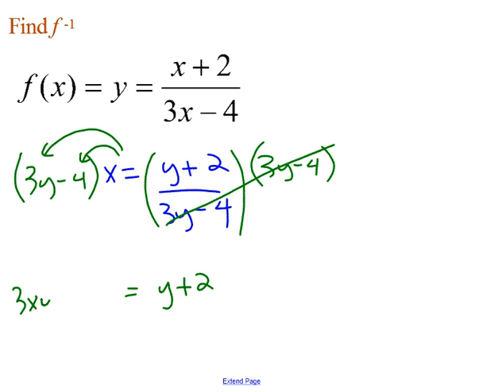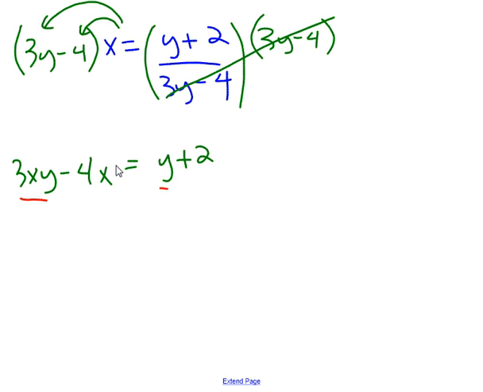I get 3xy minus 4x. So far, so good. I need all my y pieces together. So I think of this as being 4 different chunks. Those 2 chunks have y's. I can move either one to the other side. I think it's easiest to move this guy over. So to do that, I would subtract y from both sides. And now I want to get any piece that does not have a y away from that side. So I'm going to add 4x to both sides.